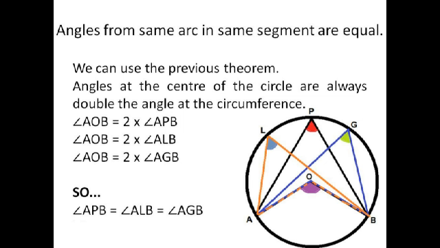Because if we use the previous theorem that angles at the centre of the circle are always double the angle at the circumference, we can see that they share a common centre angle. So we know that AOB is 2 times APB, and because it's the same for all of them, it's got to be 2 times ALB and also 2 times AGB, so we know that APB must equal ALB, which must equal AGB. Hopefully that made sense to you. If not, I'd go watch the previous theorem again.